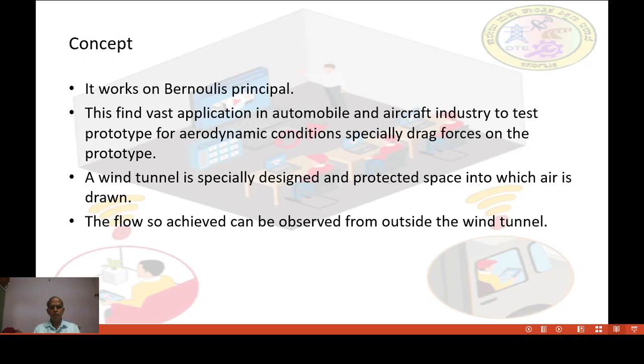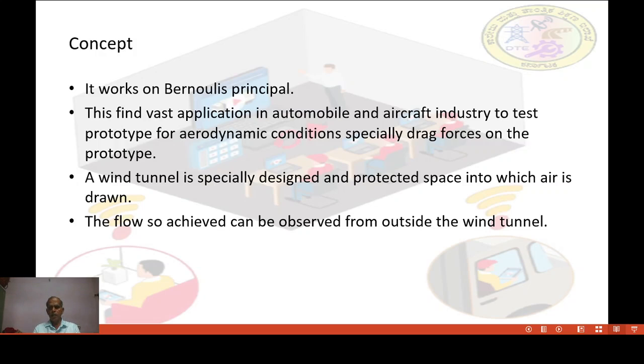It works on Bernoulli's principle. Wind tunnels are used to simulate or study airflow in laboratories under controlled conditions. These find vast application in the automobile and aircraft industry, even trains also, to test a prototype for aerodynamic conditions, especially the drag force on the prototype.